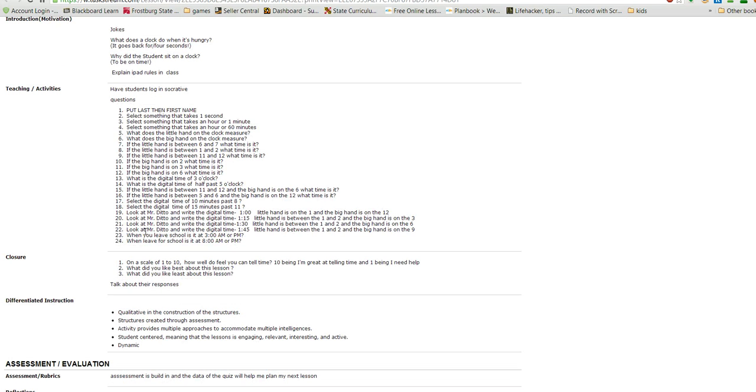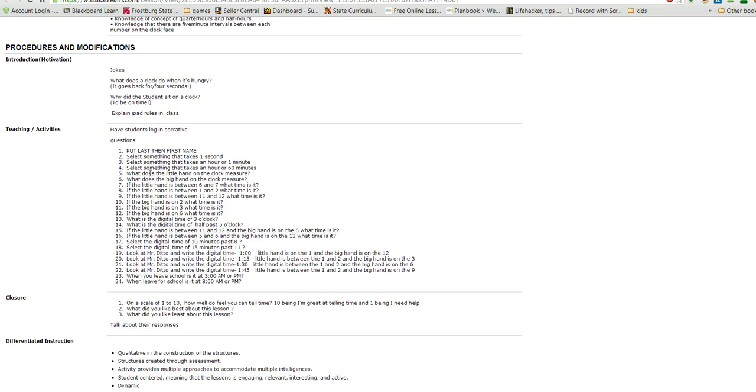It was a total of 24 questions. The first one, put your first and last name in there. It will take the results and put them in the Mobile gradebook. Going back, one of the questions was, select something that takes 1 second. So that was on a multiple choice test.